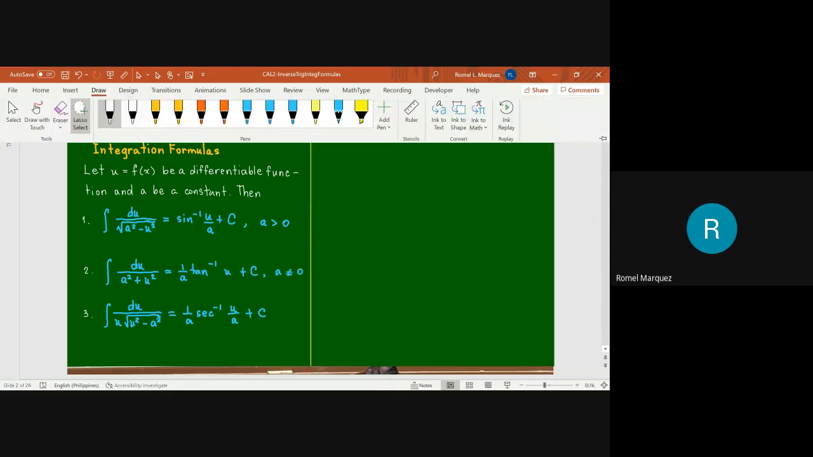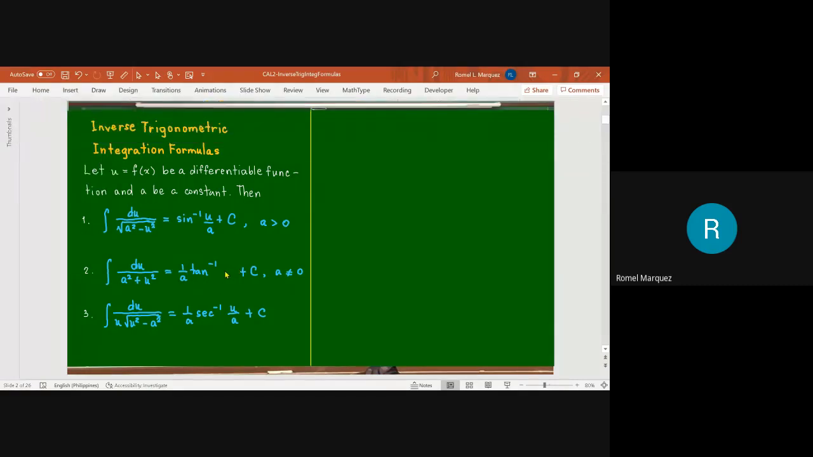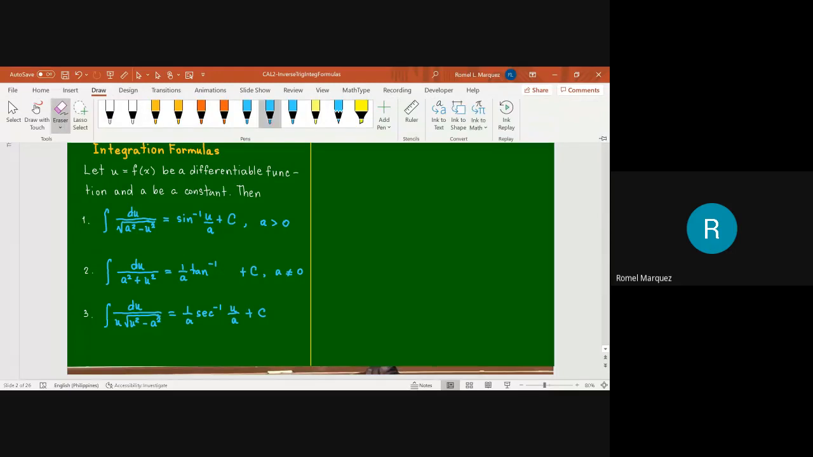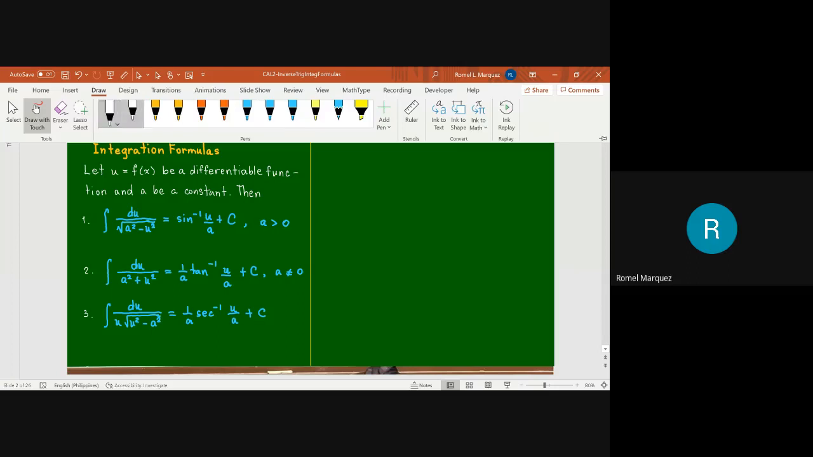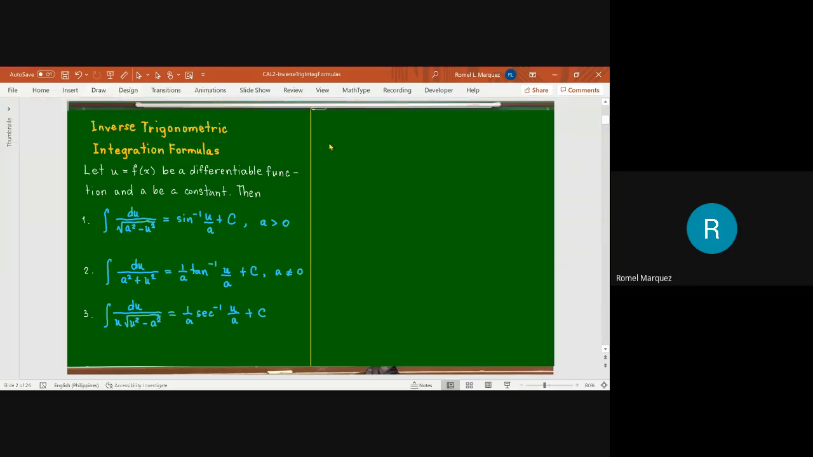So we have u over a. Let me move this. So we have u over a. Okay? Yeah. So these are the three formulas that after evaluation will give us the following inverse trigonometric functions. Now, by the way, these formulas are based on the following ranges of inverse trigonometric functions.